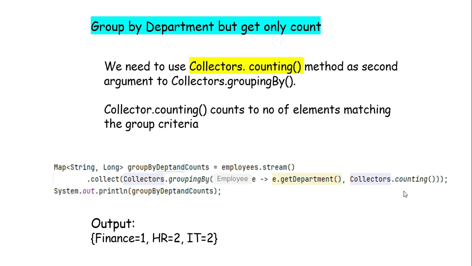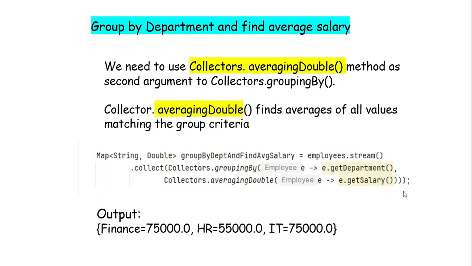So the second argument here would be Collectors.counting. Let's take one more example. Let's say we want to find out the average salary of the employees in a specific group. Based on the classifier function, the department function, we find the list of employees which satisfies that criteria, and for those employees, what is the average salary.